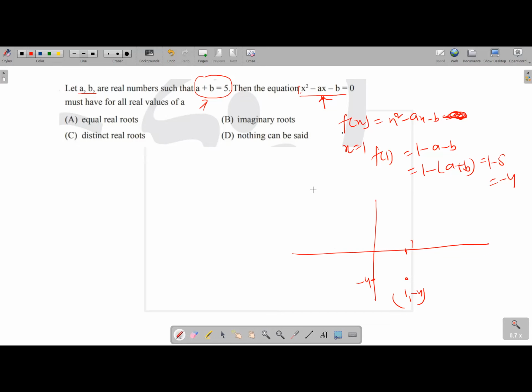So definitely the shape of the graph will be upward, concave upward. It means that definitely either the graph will be like this or something like that. So anyway, the graph will be like this. It means that this graph is going to intersect the x-axis at two different points, definitely. So it will have distinct real roots. Understood? Very simple.